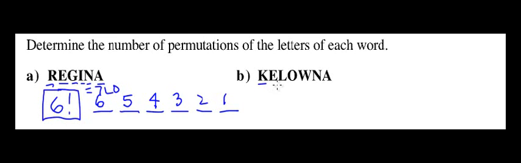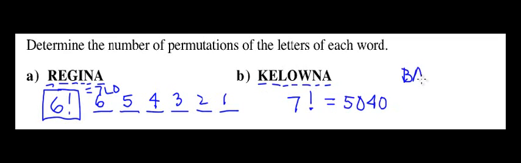And Kelowna, 1, 2, 3, 4, 5, 6, 7. So there are 7 factorial ways to arrange those letters. 7 factorial is 5040, I believe. Remember, that will only work as long as these are all different letters. As soon as we start getting duplicates, if instead of Kelowna we give you something like banana, where the same letters appear more than once, there's a little correction we're going to need to make, and we'll talk about that quite soon.